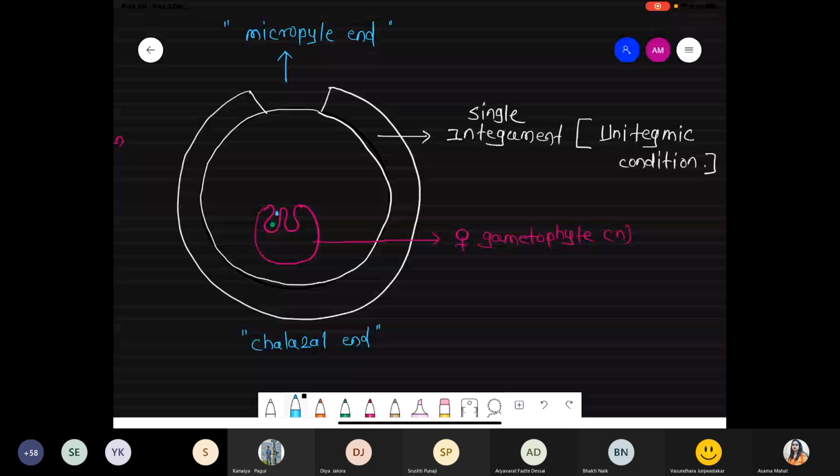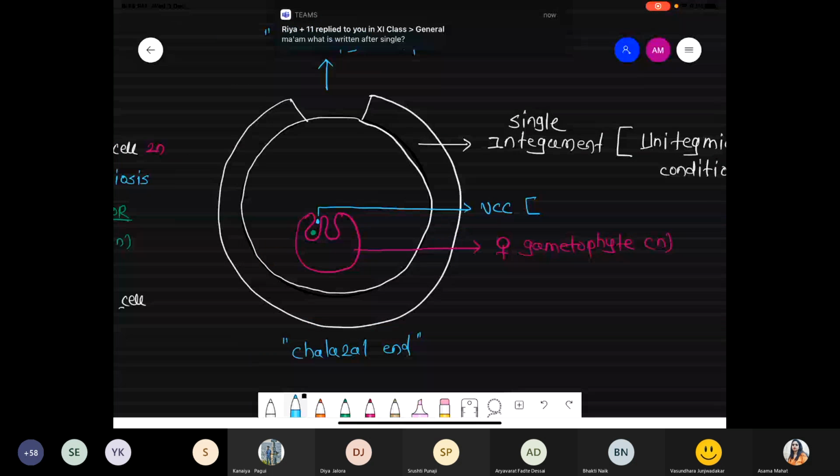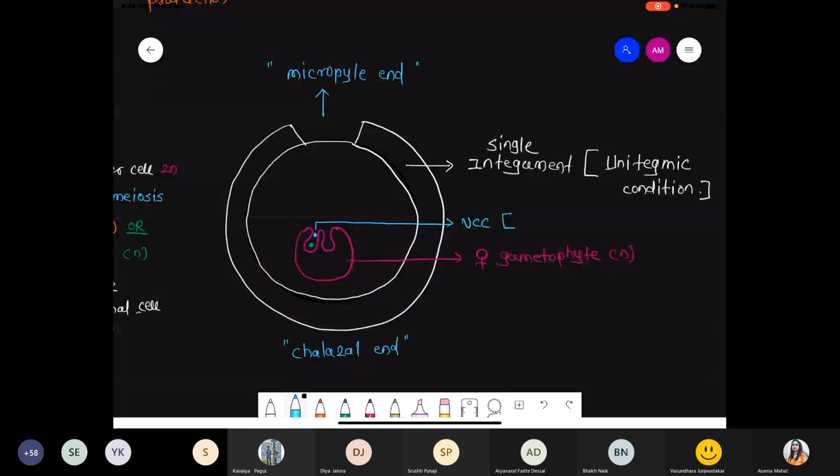VCC. Single integument. Single integument means unitegmic condition. मतलब single layer present. I'll discuss that part later. What is meaning of the integument? Integument is the one protective layer who cover the ovule. VCC, blue color which is represented, that is a single VCC cell.